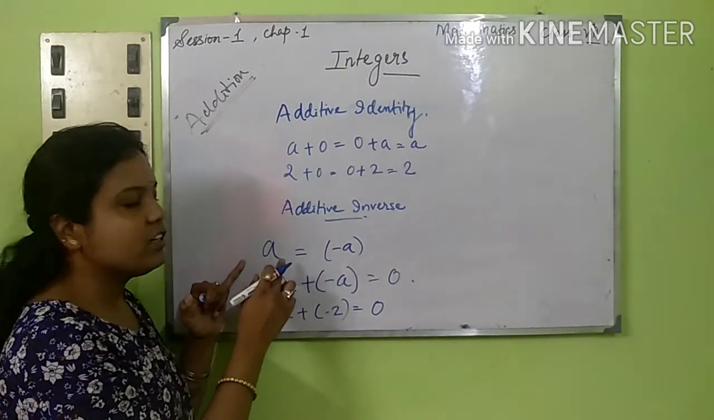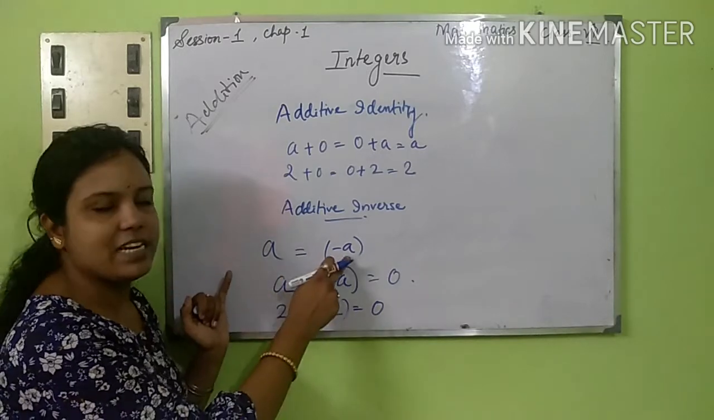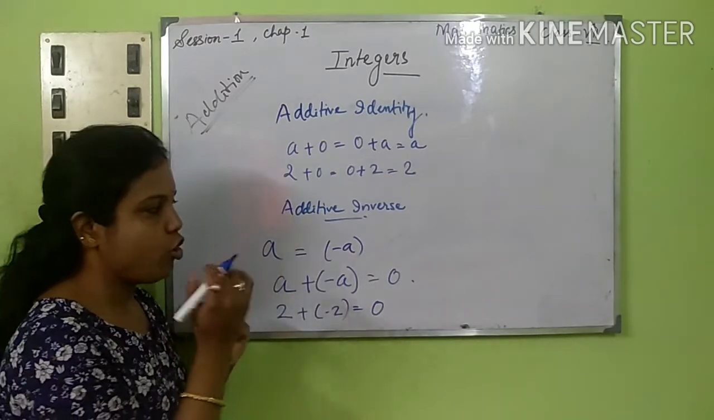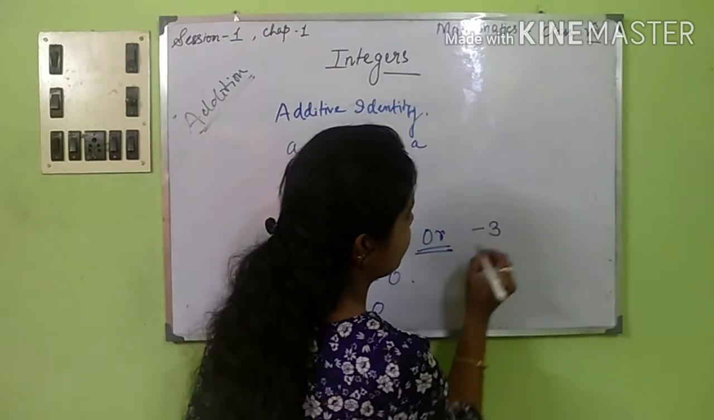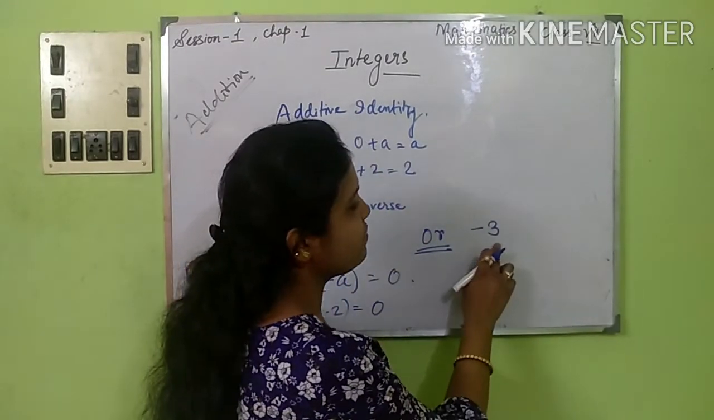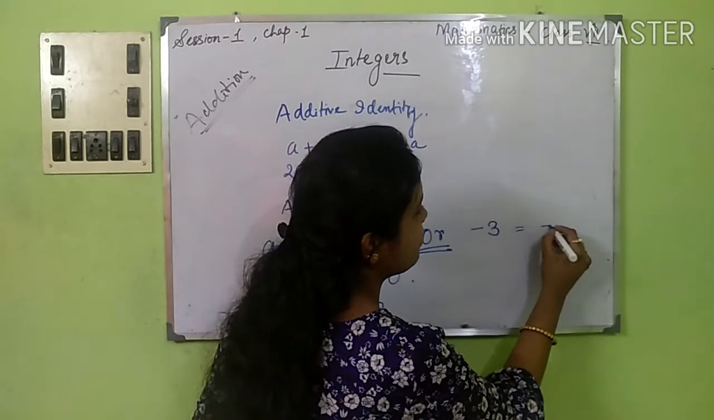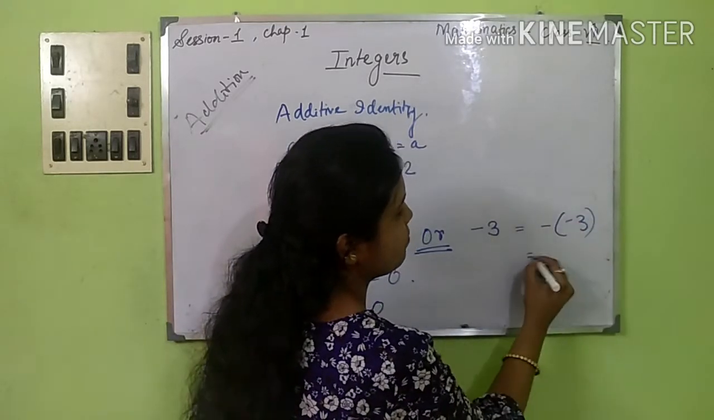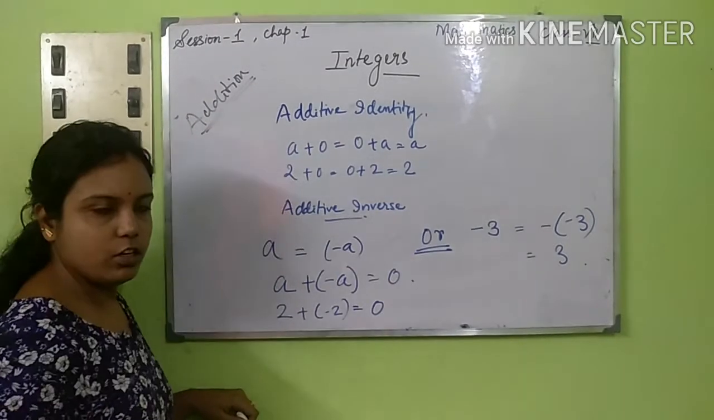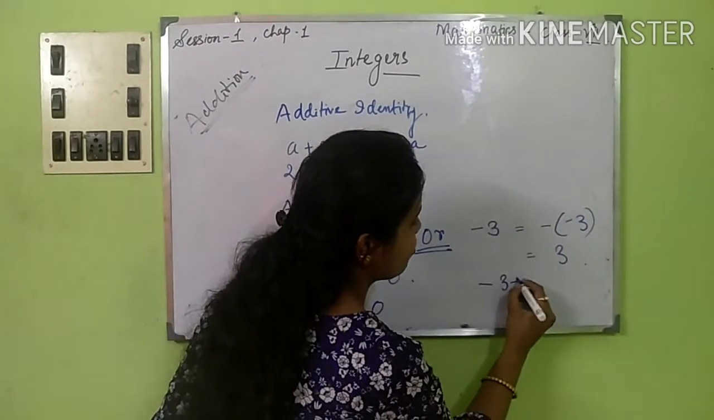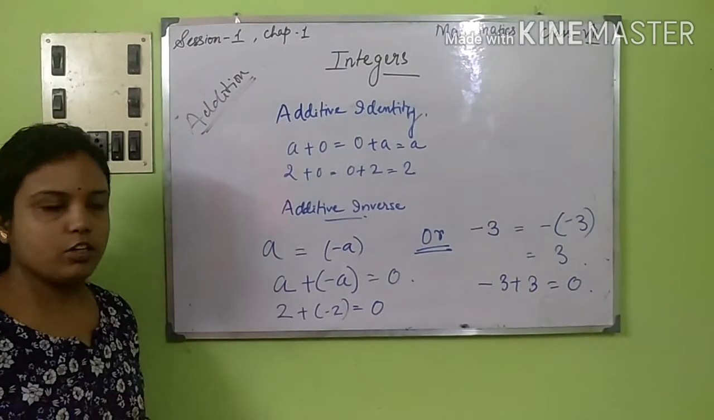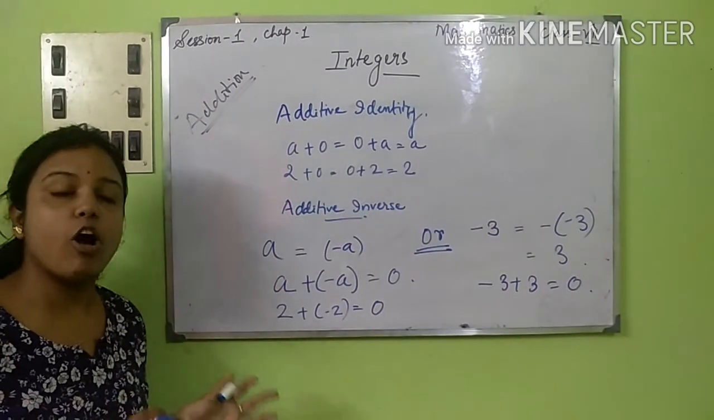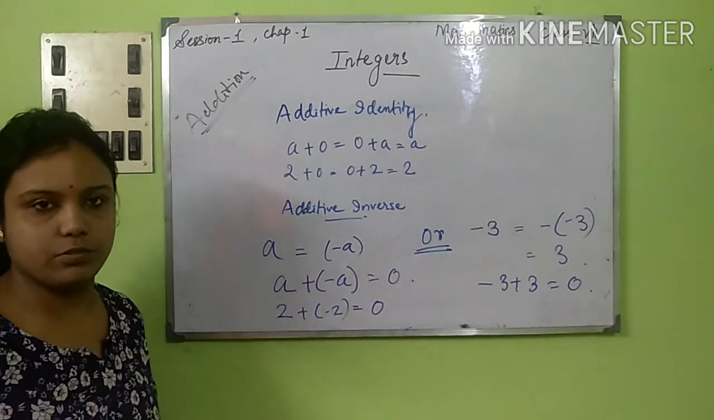Okay, I'll repeat this once more. The additive inverse of a particular integer is its negative integer. Or suppose you have minus 3 here. What is the additive inverse of this? The additive inverse of this is minus of minus 3, that means 3. So whenever you add this minus 3 to plus 3, you will get 0.